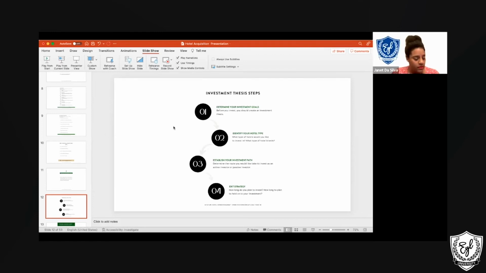Yeah. Okay. All right. So we got the investment thesis. The first thing you want to do is determine your investment goals. Before you invest, you want to create your investment thesis. The first question that's part of your investment thesis is, are you an active or passive investor? Those different pathways will help you determine your goals, right?